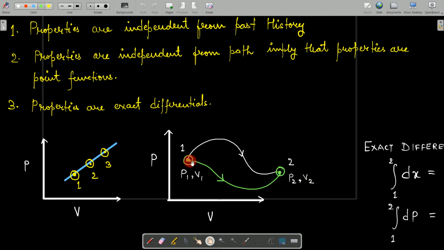It is not happening that if you are going by this white path the value at point 2 will change, and if you go by this green path it will have some other value. No, point 1 will be having a definite value at this particular point itself. Similarly, point 2 will be having some values at this particular point itself. Fine. Now the third characteristic is that the properties are exact differentials.